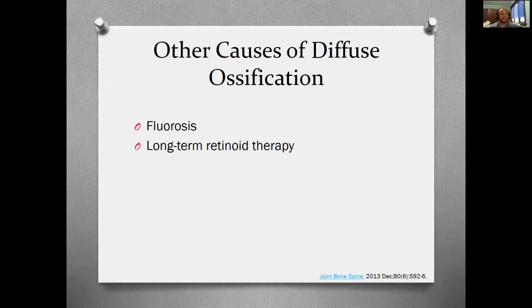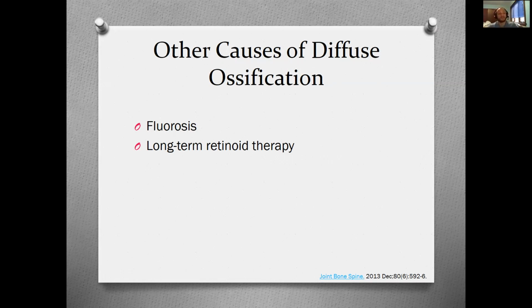The reason behind this is believed to be the fact that the retinoid therapy, like isotretinoin or Accutane, is very similar to vitamin A. And what has been shown is high doses of vitamin A can actually help to induce a diffuse ossification, especially in the spine. So this is another thing to think about. If a patient has been on Accutane long-term, especially multiple sessions of Accutane, they do increase that risk of having diffuse ossification of the spine.